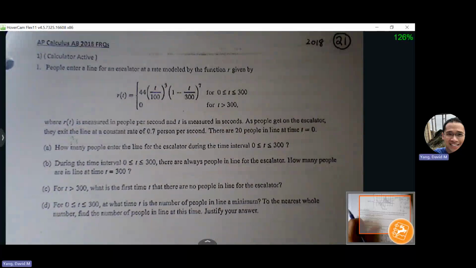Okay, so this is page 21. This is calculator active. This is another rate in, rate out problem where there's a rate at which people are entering, and a rate at which people are leaving. So let's go through this problem.